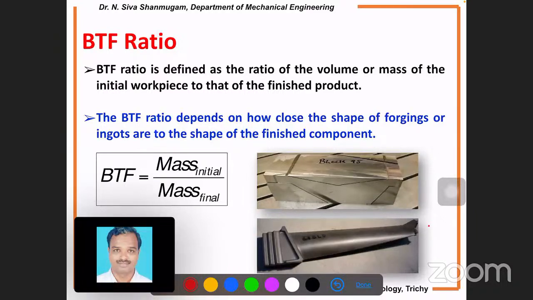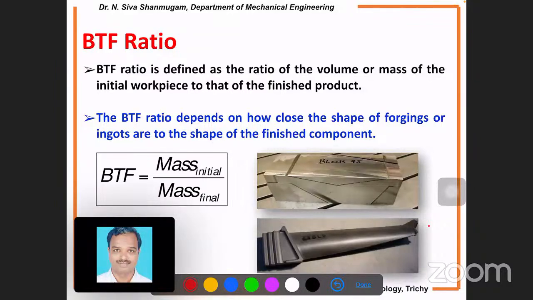Sir, what is the buy-to-fly ratio? Sir, BTF is the ratio of the volume or mass of the initial workpiece to the finished product. As you are coming from an academic background as well as the industrial scenario, I am not going to give more emphasis to the buy-to-fly ratio.